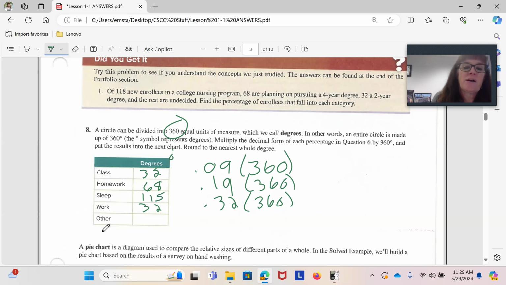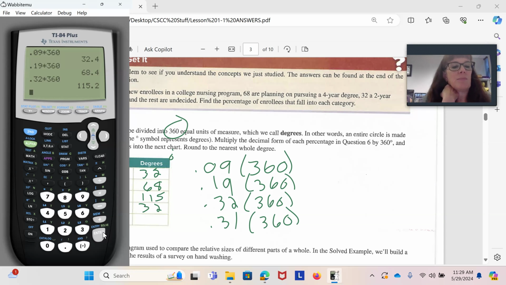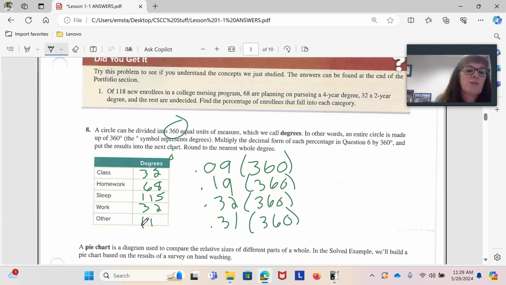And then the last one, other, is 0.31 times 360. So 0.31 times 360 gives us 111.6. That rounds to 112 because the 6 tells us to round the 1 up. So this is going to be 112.